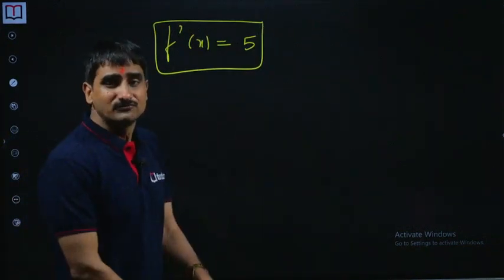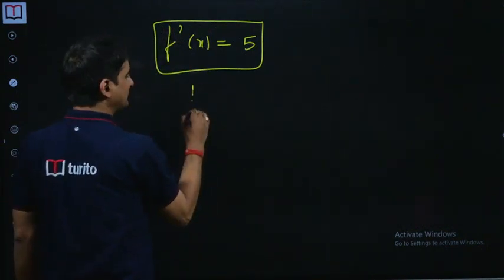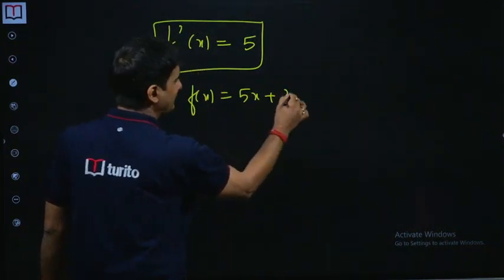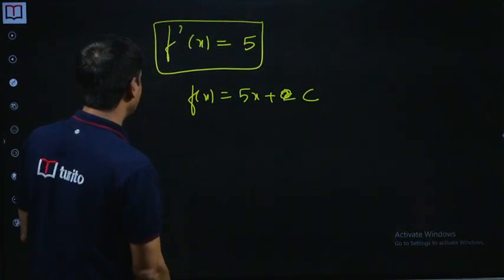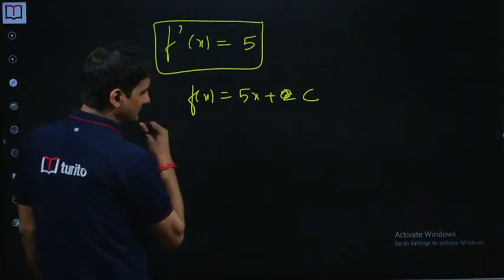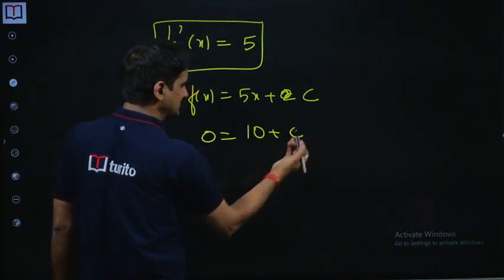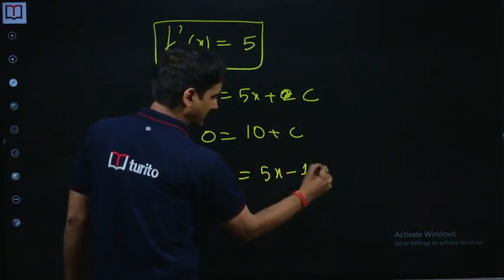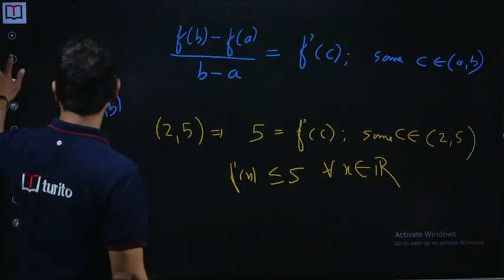It has to be 5 only for all x in the interval, and since it's 5, f(x) is nothing but 5x plus c, and then you put x equal to 2 here. Since f of 2 is 9, 10 plus c is 9, so c is minus 1, so f(x) is 5x minus 1, that's it. So put x equal to 3 and we get 14, so the answer is here.